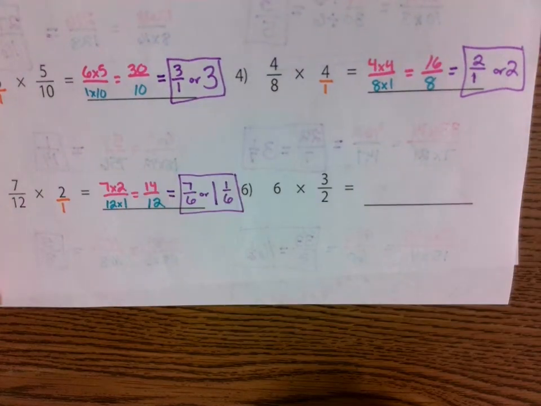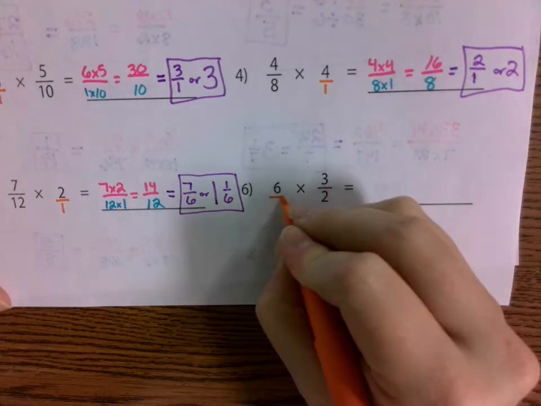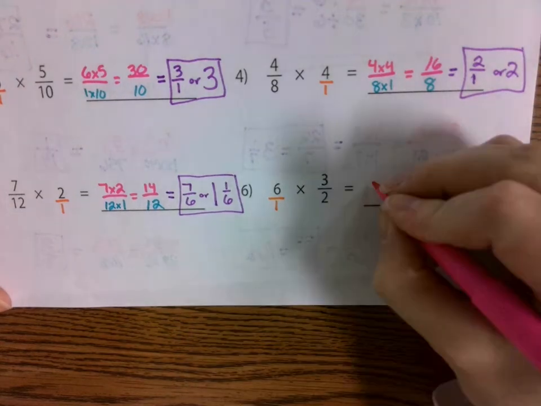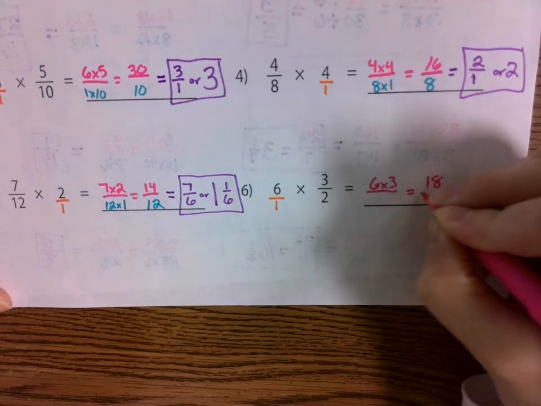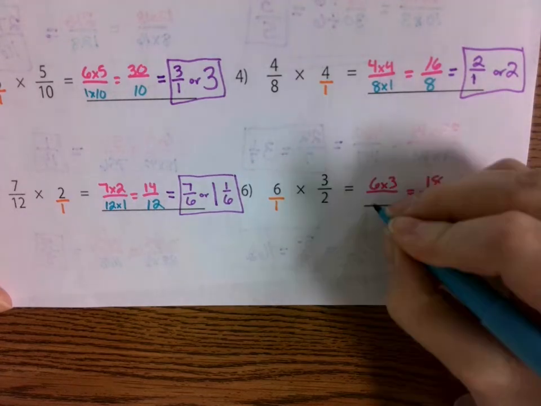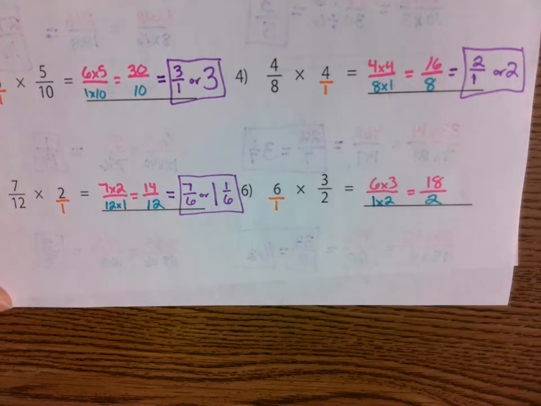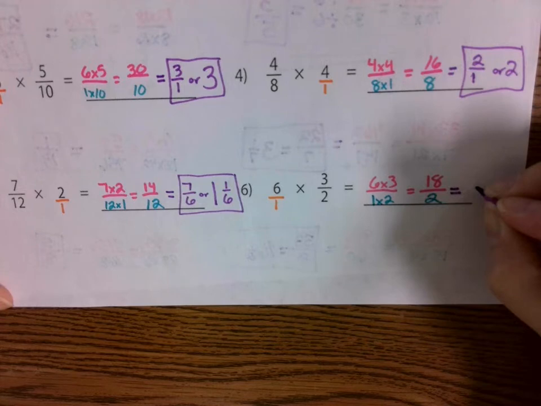Okay, the last problem on here, 6, is really the same thing as 6 over 1. We're multiplying it by 3 over 2. So we're going to do 6 times 3, which is going to come out to 18. And then we're going to multiply 1 times 2, which is going to come out to 2. And then 18 over 2 comes out to 9 over 1, or just 9.